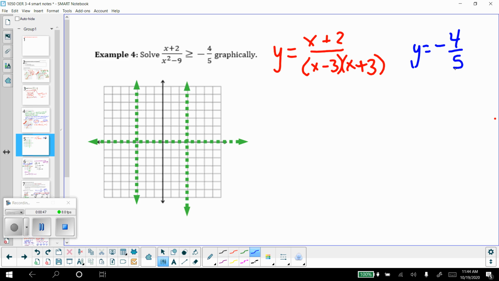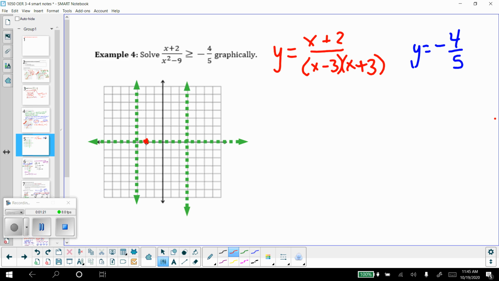Okay, so to graph this one, let's look at those characteristics we worked on in sections 1, 2, and 3. So we've got two vertical asymptotes, one at positive 3 and one at negative 3. I've already got those in there from our denominator. And for the numerator, that would give us an x-intercept at negative 2, correct? So let's throw an x-intercept at negative 2, because if we set the numerator equal to 0, x equals negative 2.